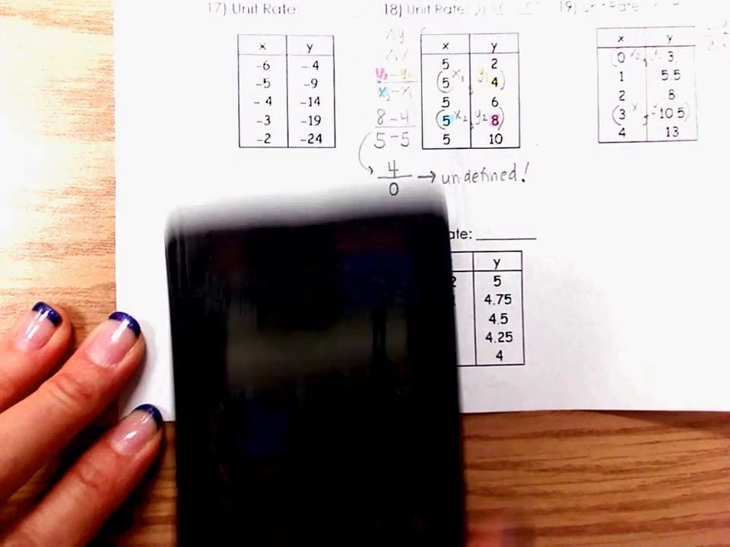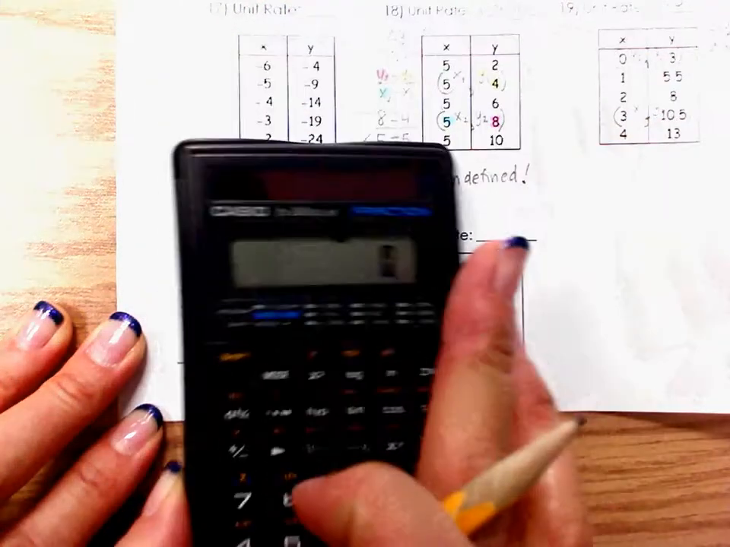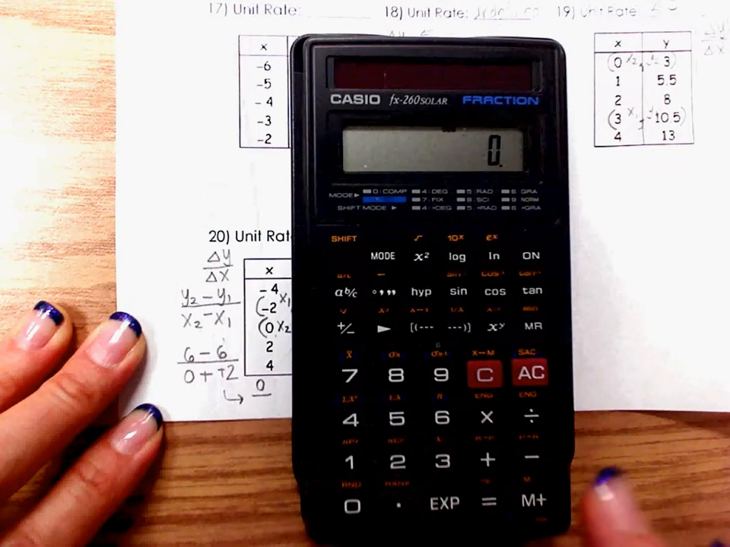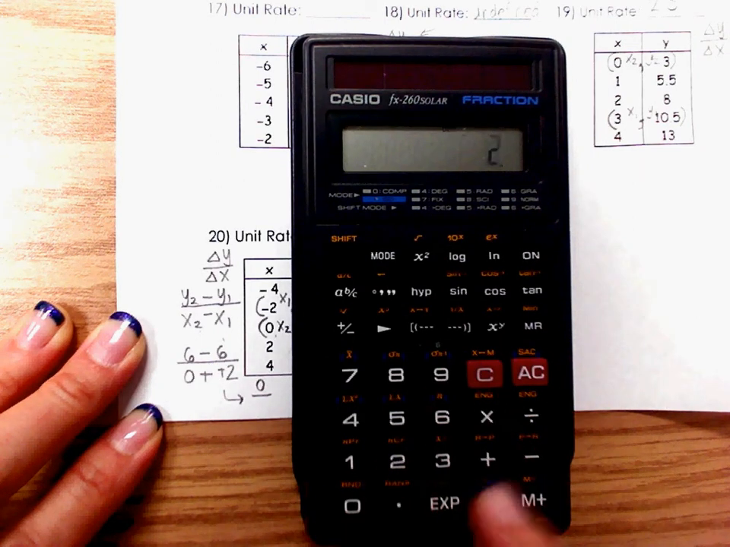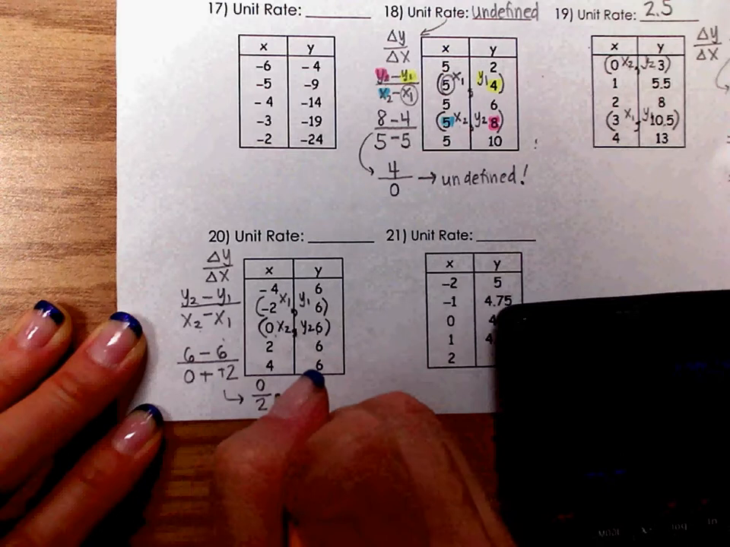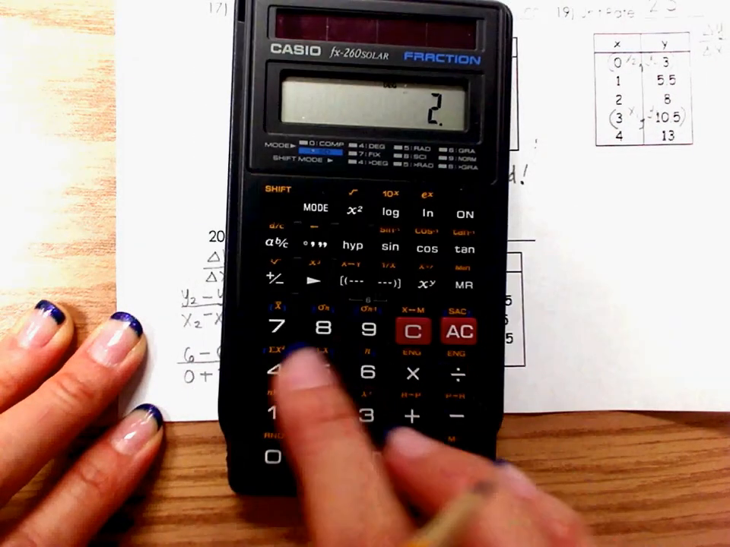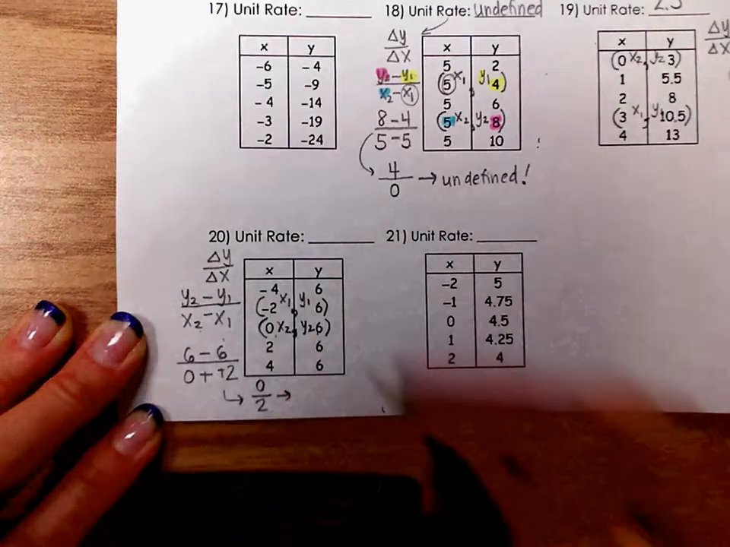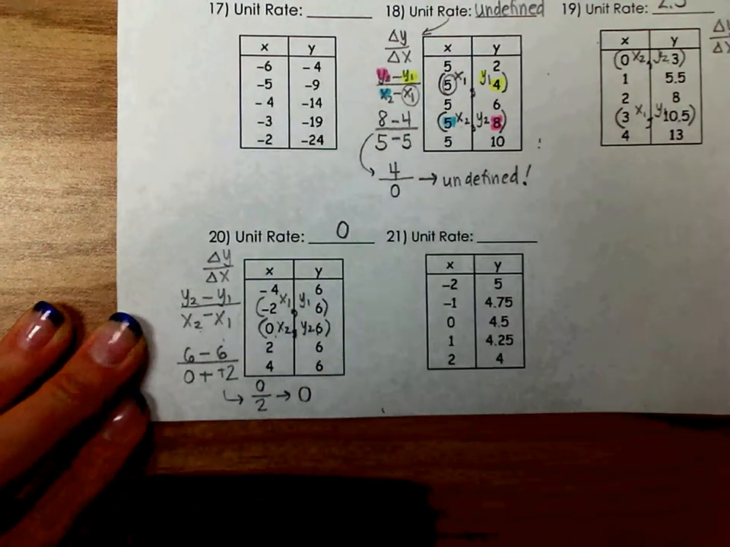All right, let's let it ride out. And then 0 plus 2 is 2. So again, that's just 2. Now let's see what that comes out to be. Let's try doing 0 divided by 2. What is 0 divided by 2? It's just 0. Okay? So the unit rate is 0. What in the world does that mean? We'll talk about it. Okay?